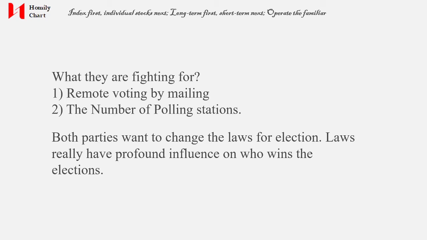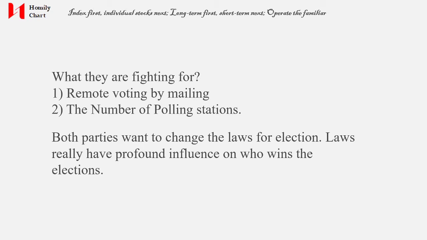Okay, so what we can learn from the fights between the two parties of the U.S. for the general election is about setting up your own effective trading rules. Rules are the most important thing for any field. The rules can change everything. Okay, so do you have your own effective trading system? Your own effective trading rules? That is a question you need to ask yourself.